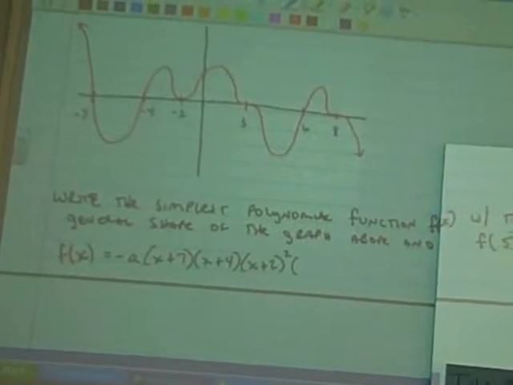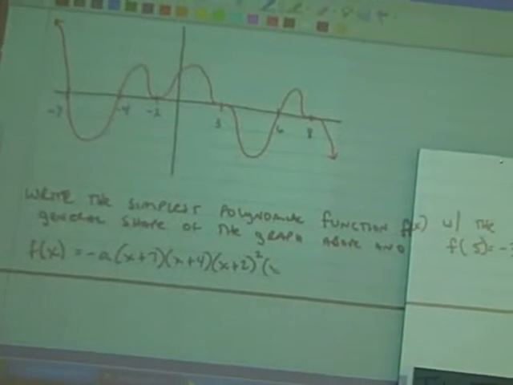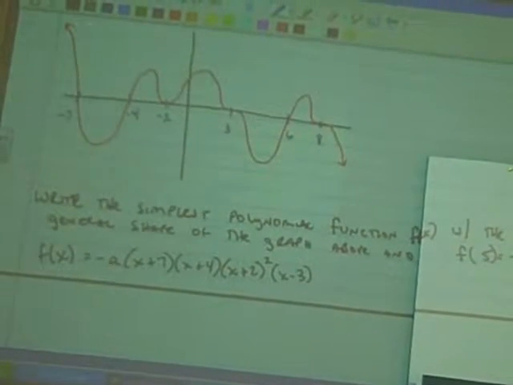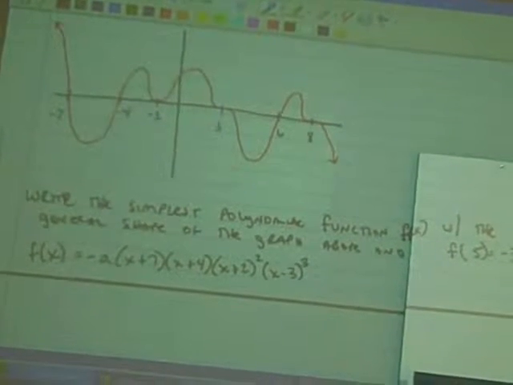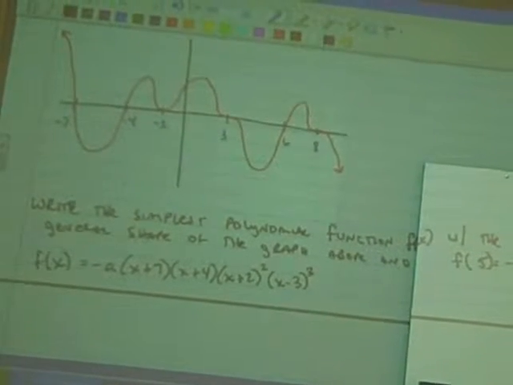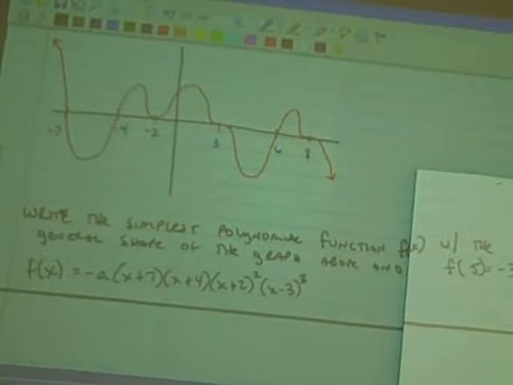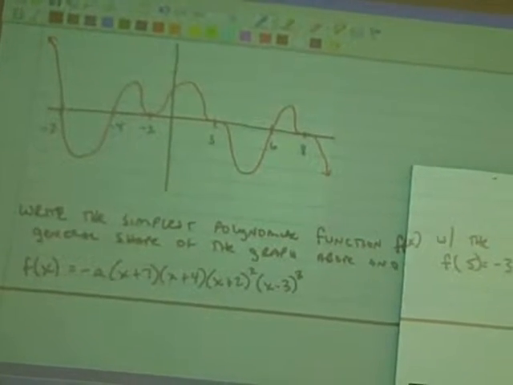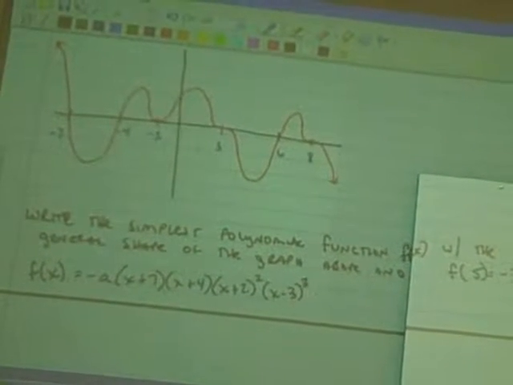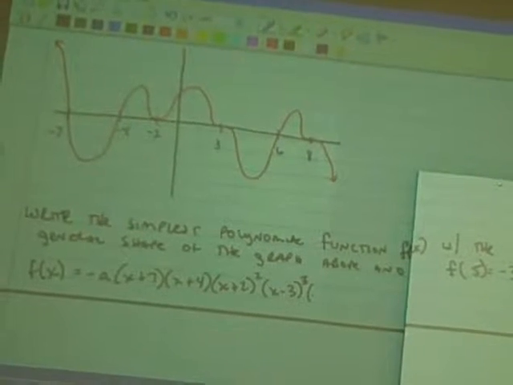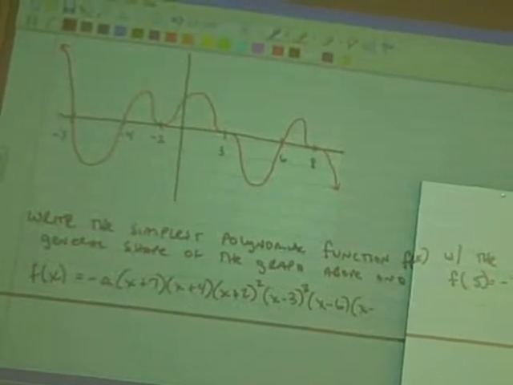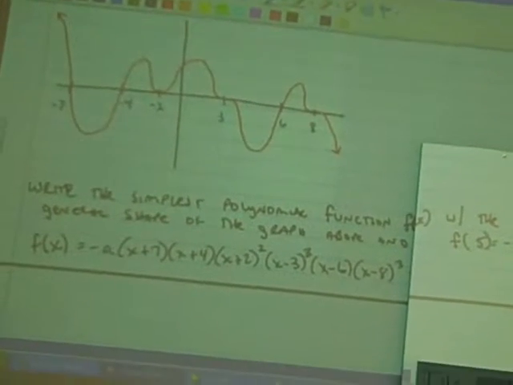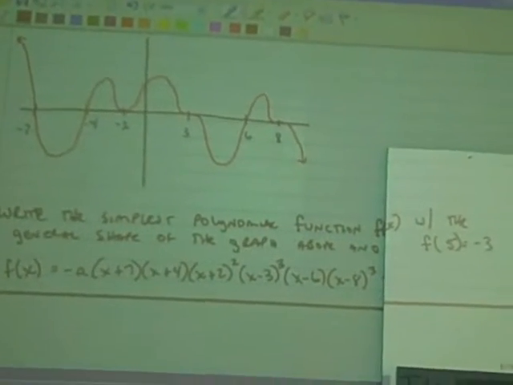3 over there. How are we going to deal with that? Cube. What tells you this one's got to be odd greater than 1? It looks like it's going to sit there and then say, nope, change my mind, and jump through, right? That tells you it's got to be odd. What about the 6? x minus 6, x minus 8 cubed.